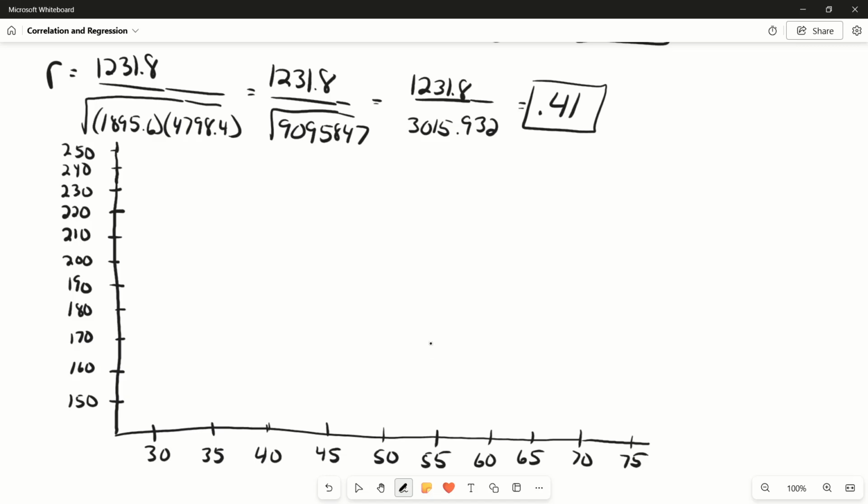The highest value is 235, so I don't have to go up to 250. I just have to go to 240. So let me get rid of 250. It's not needed. Let's leave it at 240 as the highest value.